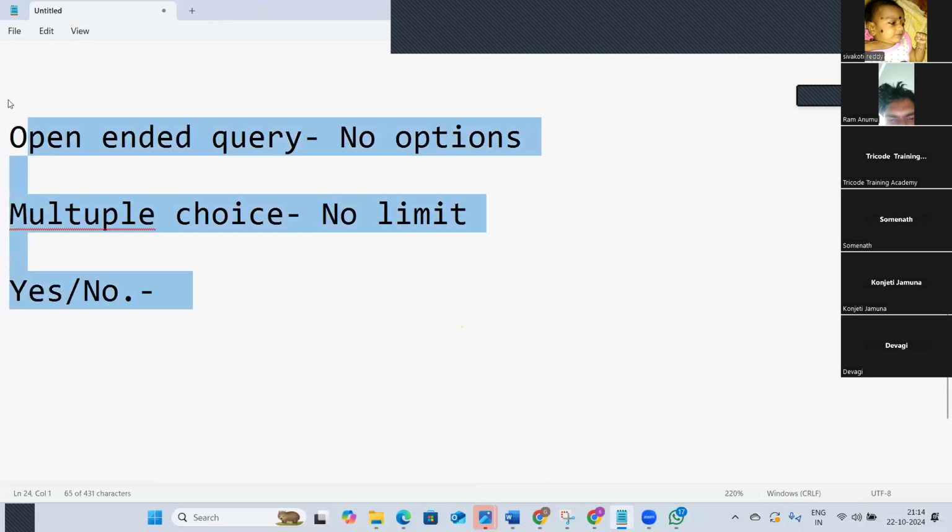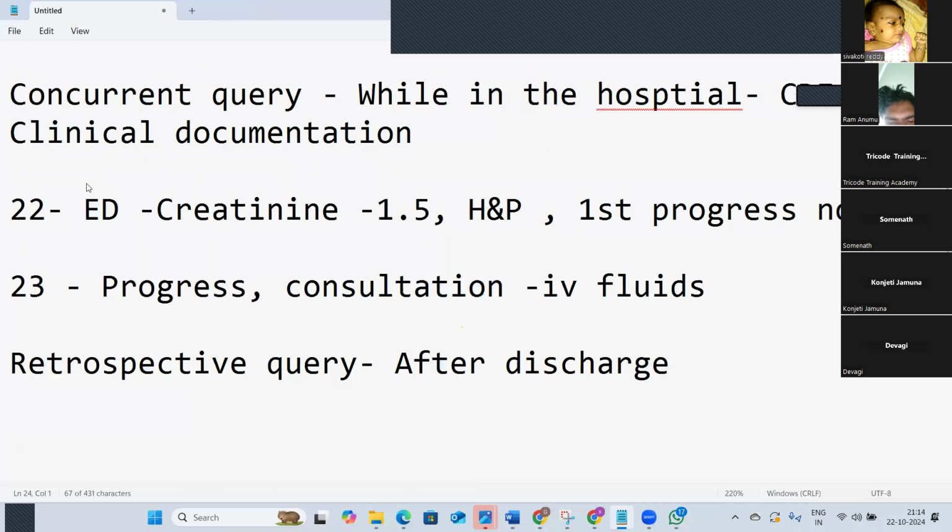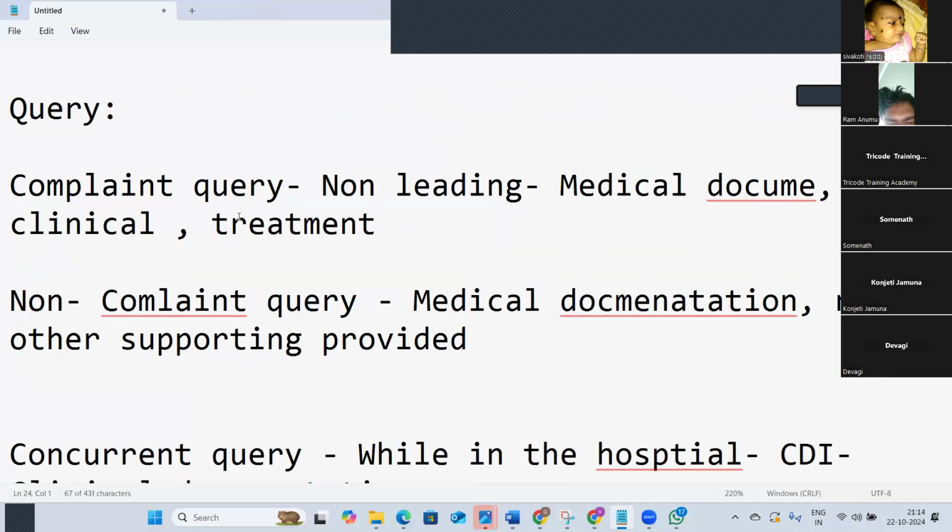It's a complete difference. Options of queries are different. A complaint query is nothing but a complaint query. Remember that complaint, when we are sending any query. I told you right before also.